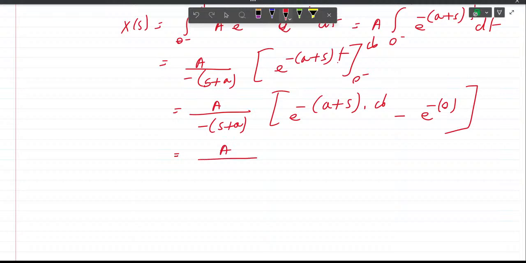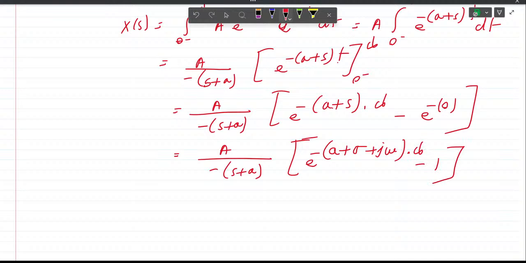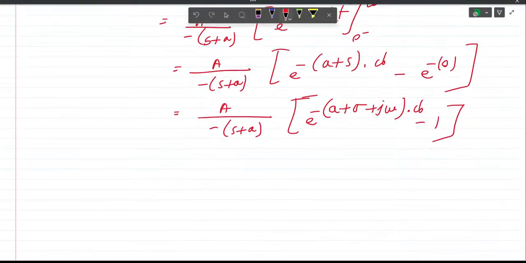Now, a minus s plus a. Look at this. So I can write it like this: e to the power minus a plus sigma plus j omega into infinity, minus 1. But you see here, this e to the power minus j omega infinity, its magnitude is always 1. Its magnitude is always 1.